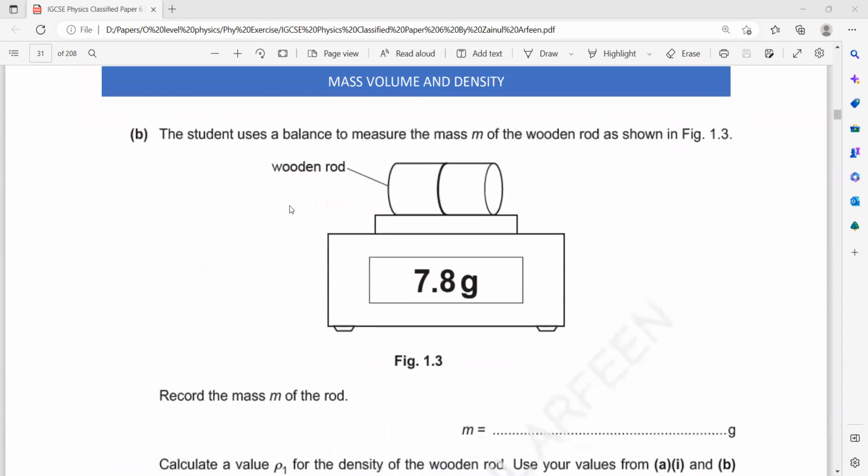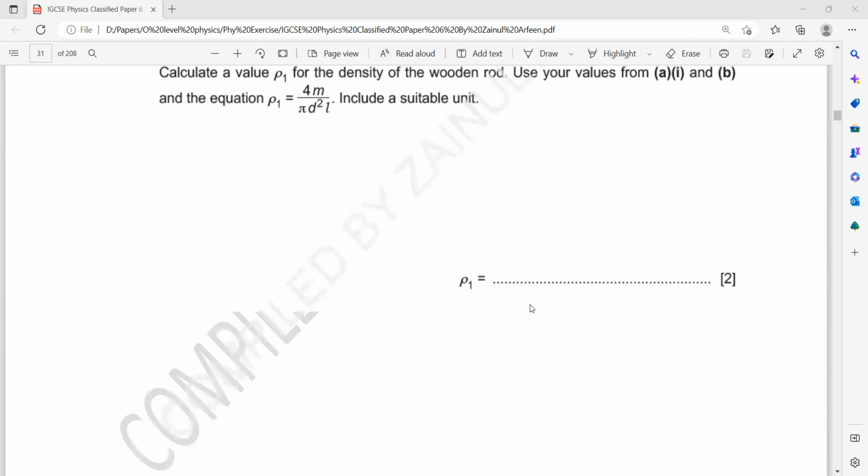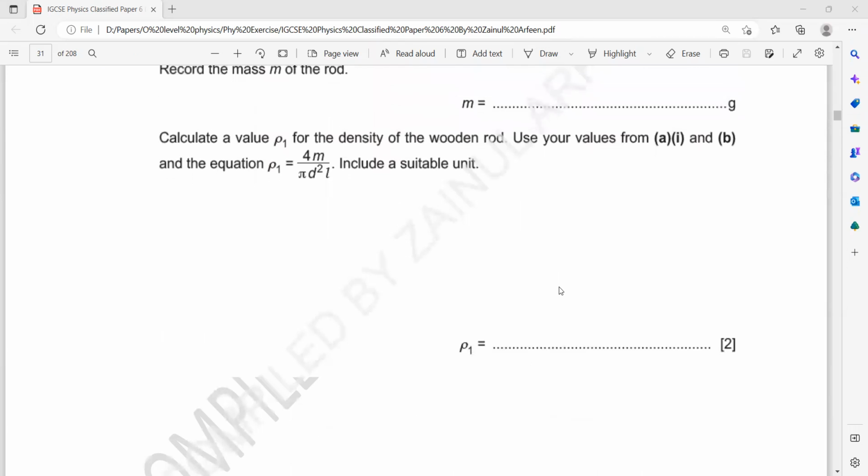The next question: a student uses a balance to measure the mass M of the wooden rod. Record the value for the mass. What is this value of the mass? 7.8 grams. So that's equal to 7.8. We just have to write the same value. Then calculate the density rho 1 of the wooden rod using your values in A1, B, and the equation. So what is the equation?